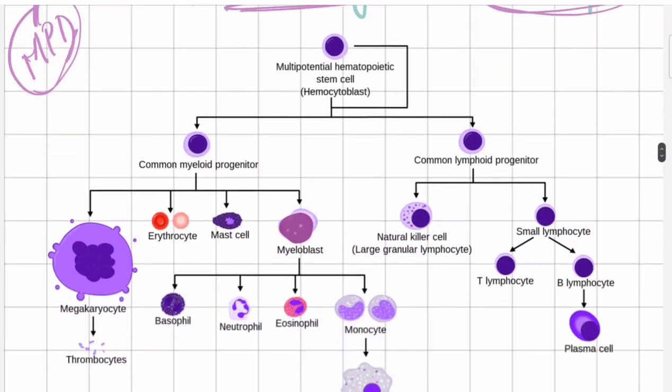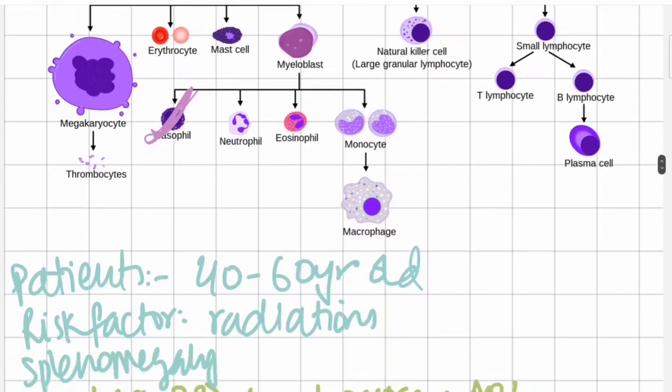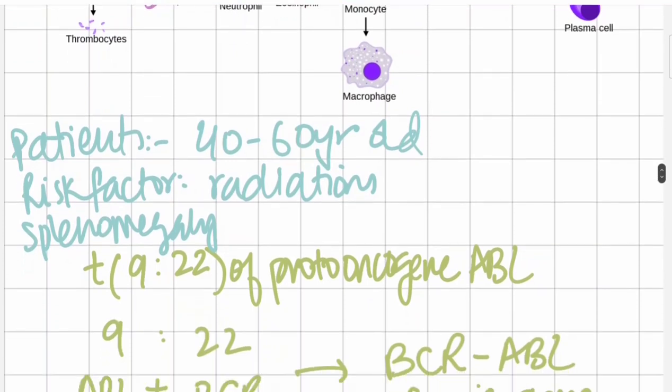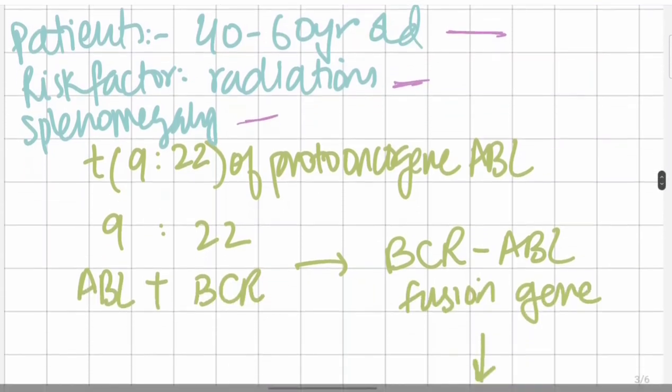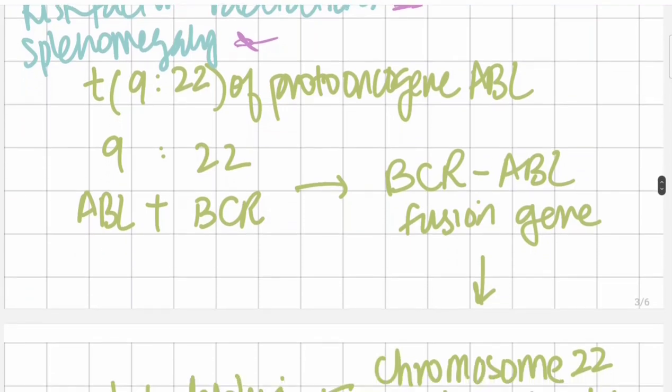So where is the problem? Mature myeloid cells. Basophils. Very much basophils. And of course granulocytes that make these basophils. Patients are usually 40 to 60 years old, and risk factors are radiation, and of course it is going to lead to splenomegaly. And now we talk about the Philadelphia chromosome.